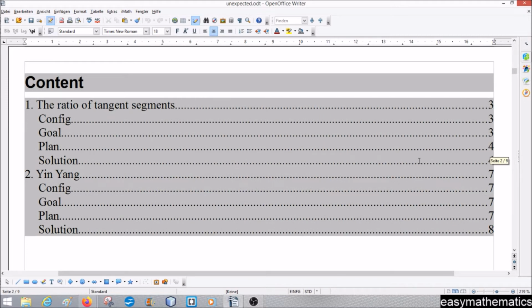The first one, the ratio of tangent segments. First we specify the configuration, then we explain the goal. After that, we make a plan how to calculate this, and then we take a look into the solution. And the second, we talk about Yin Yang, and we play the same game. The calculations are very elementary, so I will not go through all details.